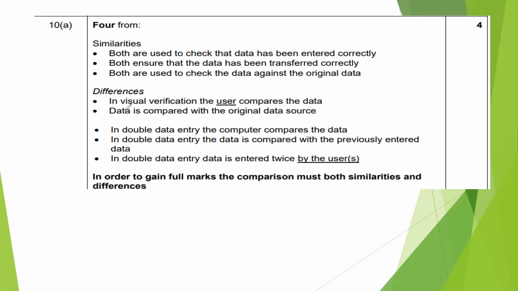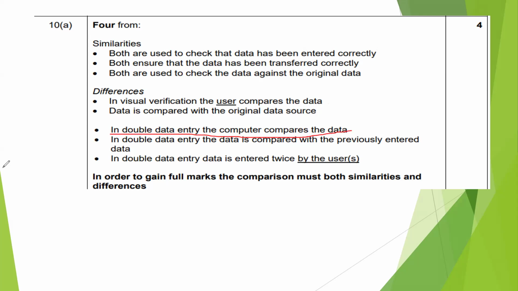The difference is that in visual verification, the user compares the data. Data is compared with the original data source. In double data entry, the computer compares the data.